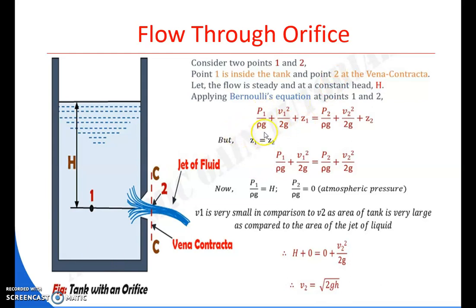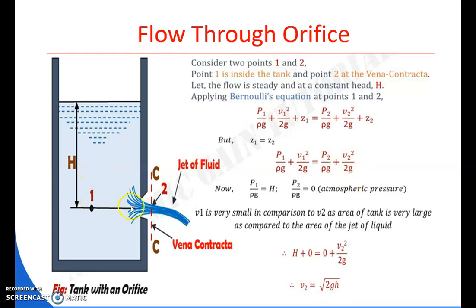From Bernoulli's equation, the total head, in terms of pressure head, kinetic head and datum head, at inlet should be equal to the total head at outlet. P1 by rho g plus V1 square by 2g plus Z1 is equal to P2 by rho g plus V2 square by 2g plus Z2. Both points are at a similar height, so Z1 is equal to Z2. The expression reduces to P1 by rho g plus V1 square by 2g equal to P2 by rho g plus V2 square by 2g.